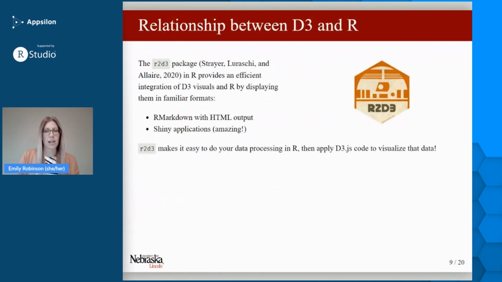So one of the main challenges of working with D3 is the environment that is necessary to display the graphics and images. The R2d3 package in R actually provides a really efficient integration of the D3 visuals in R by displaying them in familiar formats such as R Markdown with the HTML outputs or Shiny applications, which I'll talk about here today. And so this is a really amazing way to implement that interaction.